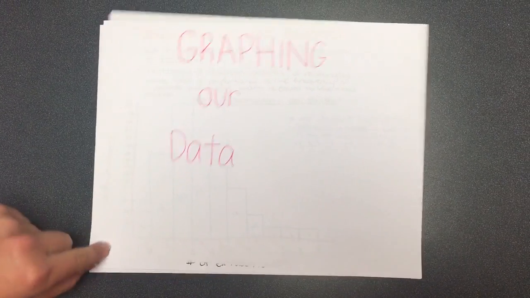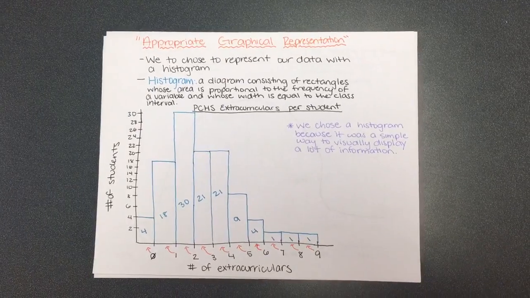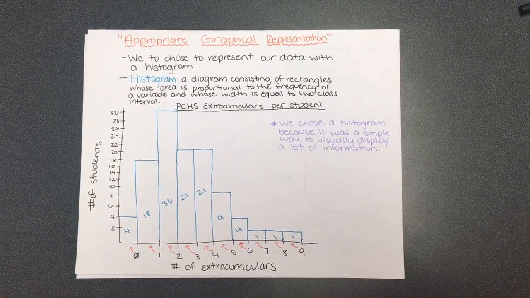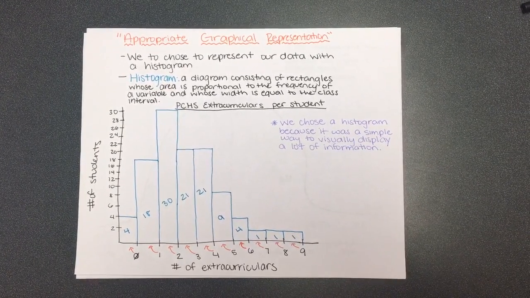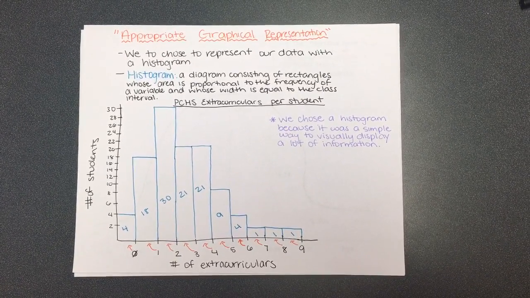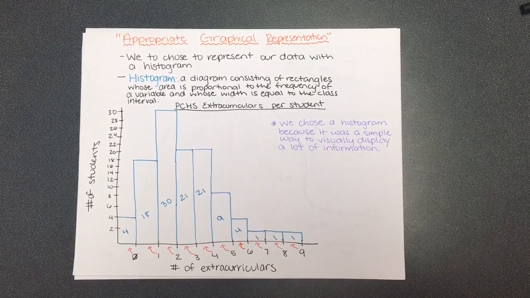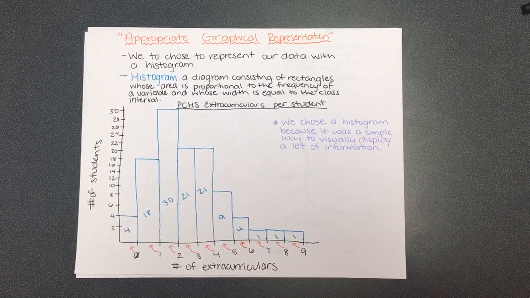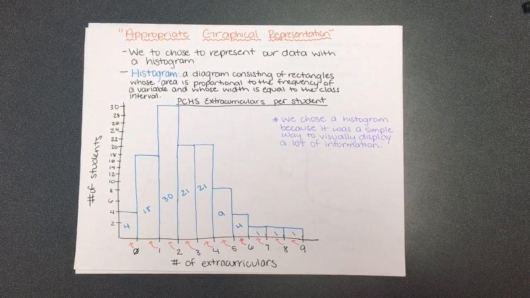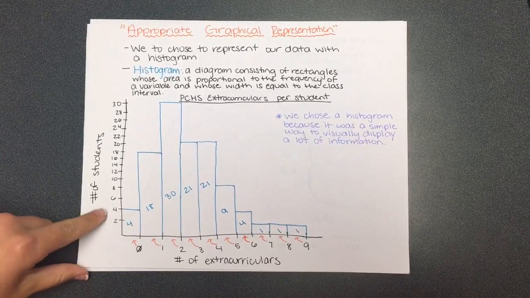Next is graphing our data. We decided to use a histogram as our appropriate graphical representation. A histogram is a diagram consisting of rectangles whose area is proportional to the frequency of a variable and whose width is equal to the class interval. We chose a histogram because it was a simple way to visually display a lot of information.